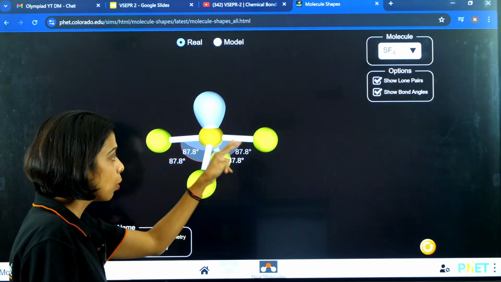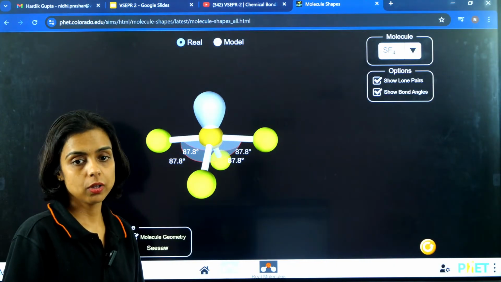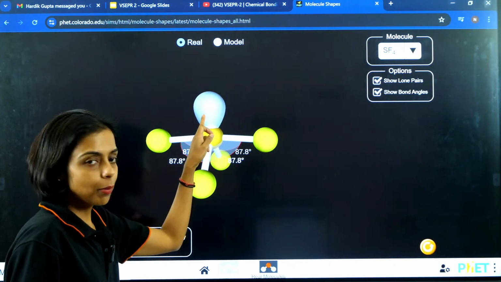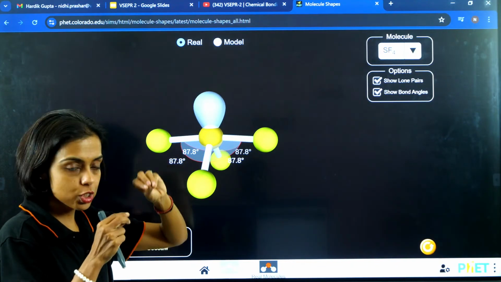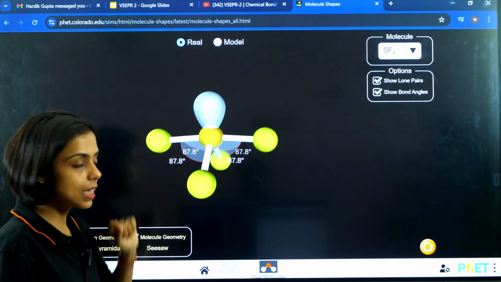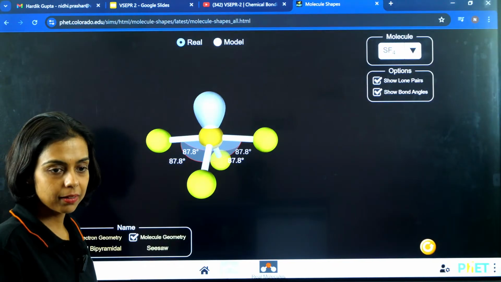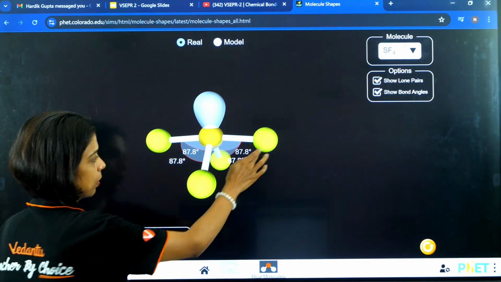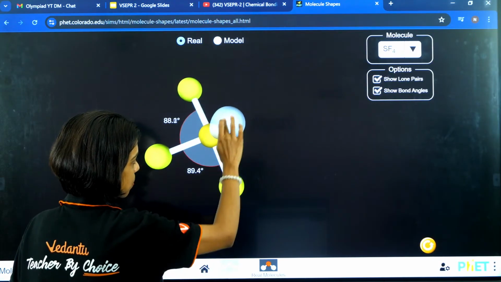So how will the molecule look? The shape of the molecule is seesaw, because of this electron pair. What is a lone pair? That electron pair of the valence shell which is not participating in bonding, that is the lone pair. So this electron pair is inside the atom, right? Yes? Great. So this is a seesaw shape. Can you see? This is a seesaw shape.